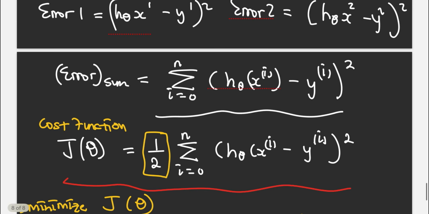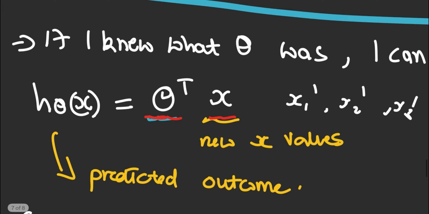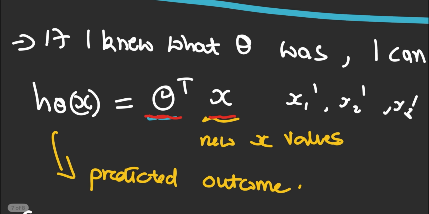Because if we have the right values of theta, and we plug them in here, we can predict new values of y for new values of x, when we don't have any values of y given out.